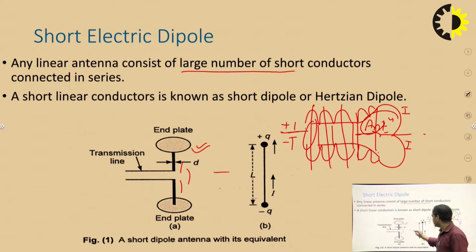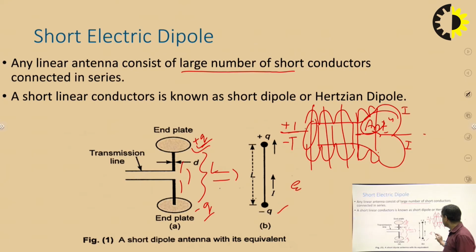So this is the equivalent circuit of this one: the positive charges are accumulated onto this, and we represent it as plus Q charge. Negative charges are accumulated onto this terminal, so we call it a minus Q negative charge cloud. The distance between these two is the length L. This is the equivalent circuit of this dipole.